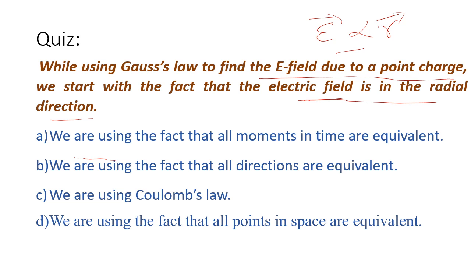To establish this fact, what we have used? Option 1 I have already read. Option 2, we are using the fact that all directions are equivalent. We are using Coulomb's law, or else we are using the fact that all points in space are equivalent. Which one is your option? Yes, this is the right option. We have used all directions are equivalent. This is the principle of isotropy.